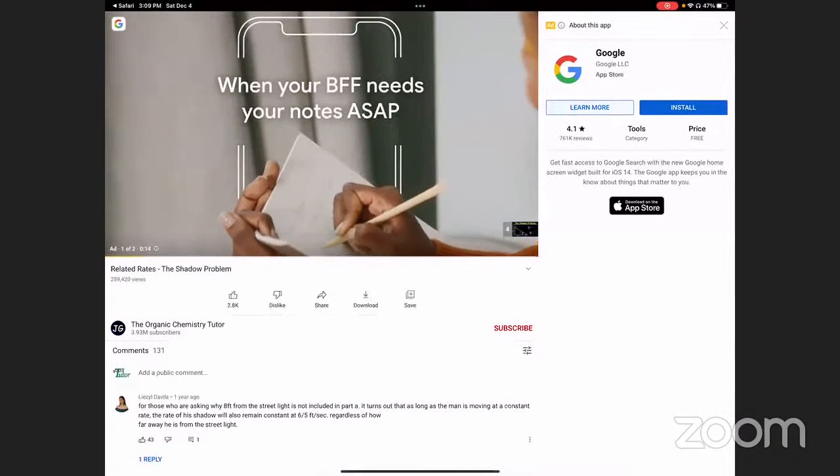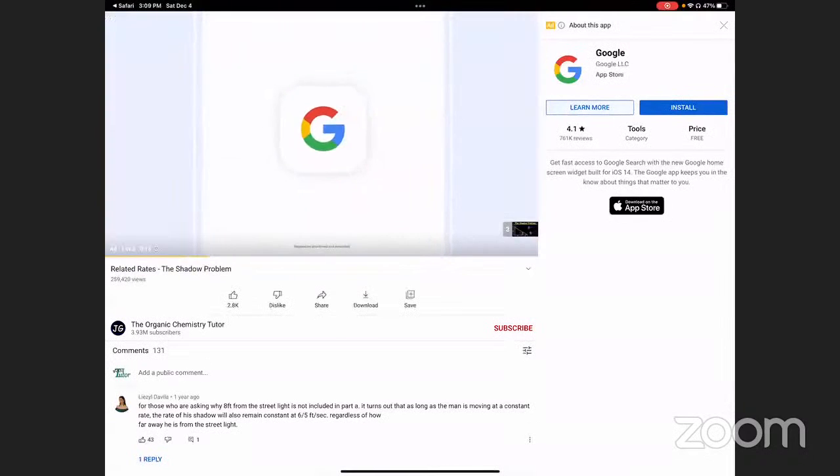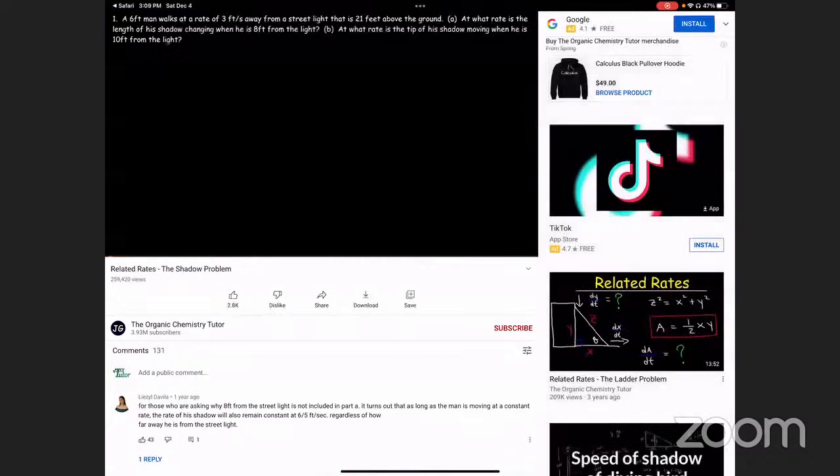Your BFF needs your notes ASAP. Get a clean copy with the Google app for iPhone.